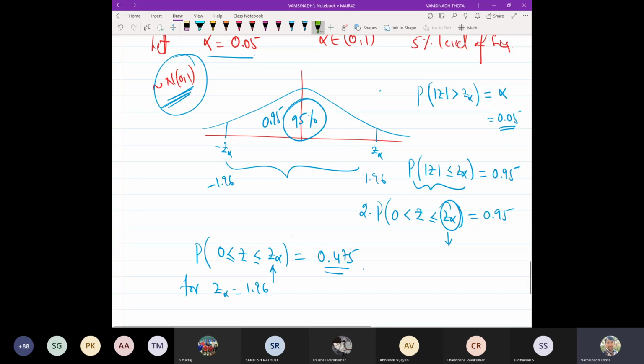Whereas the remaining 0.05 will be split into two parts, 0.05 by 2. So what will happen here? This area will be 0.025. Am I right? I think so. And this area will be 0.025. Altogether, it will be equal to 1. The area is equal to 1.